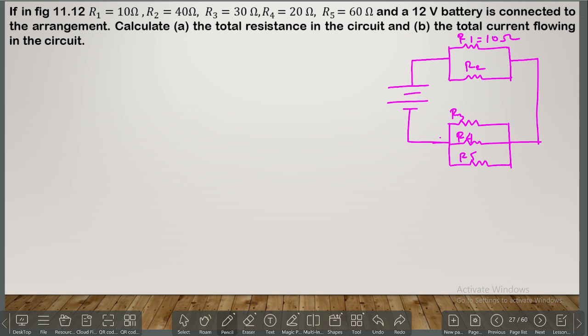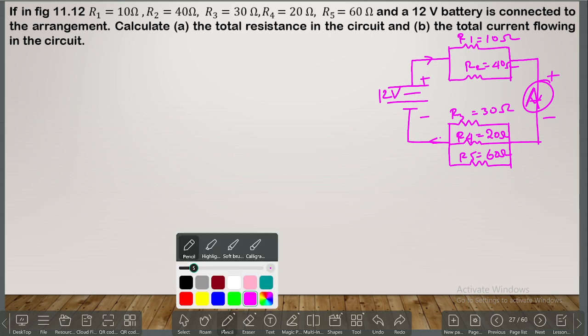What is the value of R1? R1 is 10 ohm, R2 is 40 ohm, R3 is 30 ohm, R4 is 20 ohm, and R5 is 60 ohm. And the potential difference is 12 volt. Plus minus, current is flowing from higher potential towards the lower potential. And here they connected an ammeter. So if you look at that circuit, there are two different networks.